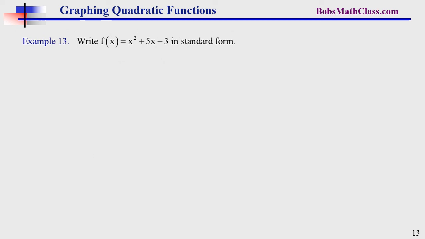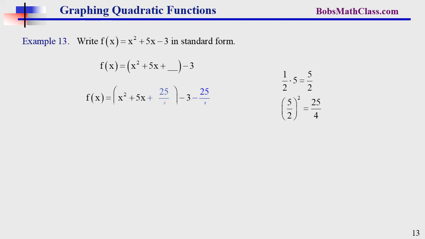Okay, here's our next one. This one will have fractions. I know everybody loves fractions, and fractions happen. Follow the same steps. There's no number to be factored out. There's no a to factor out. So just kick the negative 3 outside. Take half of 5, which is 5 over 2, and then square it, 25 over 4. So it's going to be a plus 25 over 4 inside, a minus 25 over 4 outside.